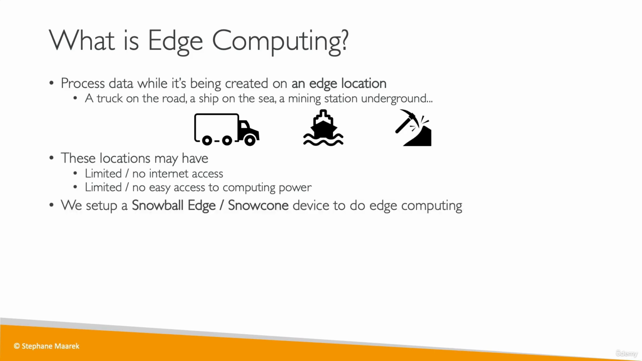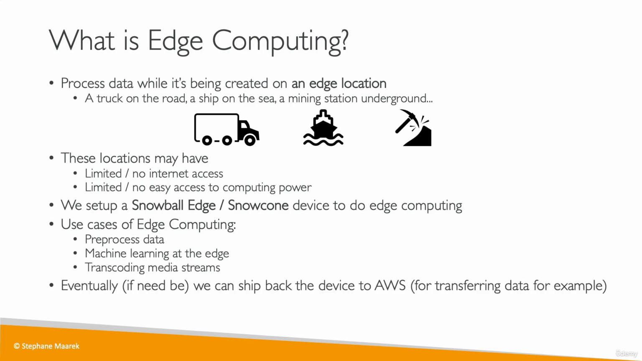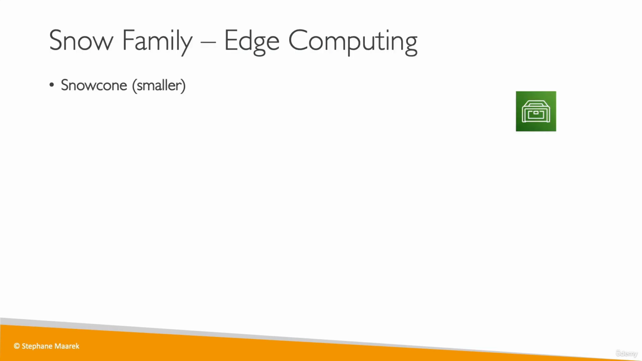And so to do edge computing, we can order a Snowball Edge device or a Snowcone and have it embedded into these edge locations and start doing edge computing. So the use cases of edge computing are to pre-process data, do machine learning at the edge, so without it going back to the cloud, transcode media streams in advance, and eventually, if you need to transfer the data back into AWS, you can ship back the device for your Snowcone or your Snowball Edge. So really, you start processing the data very, very close to where it's being created, and then you ship it back to AWS. So for edge computing, what do we have?